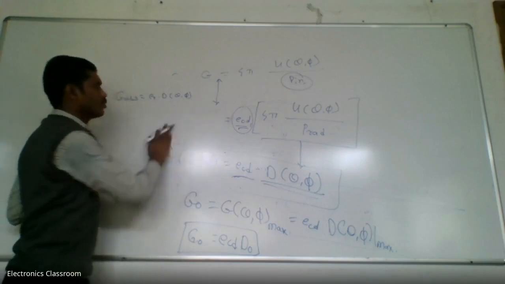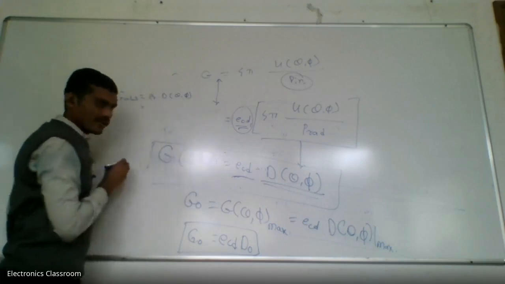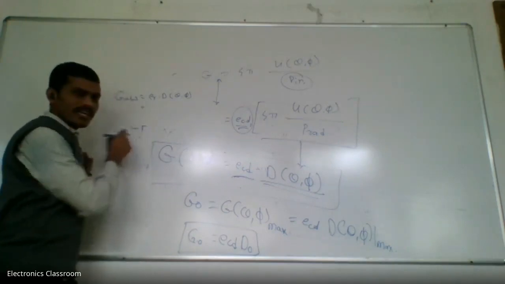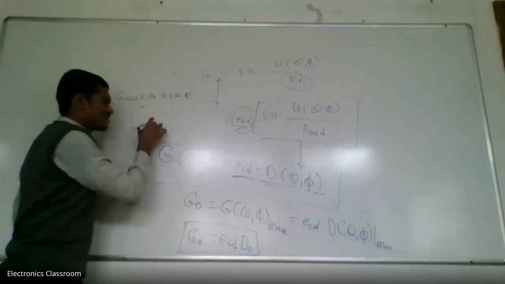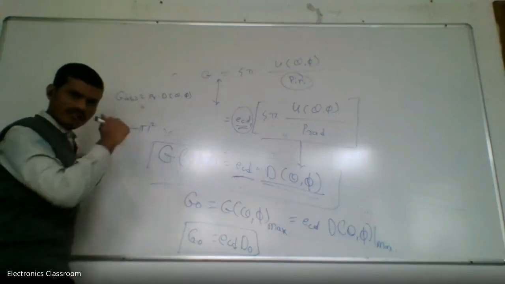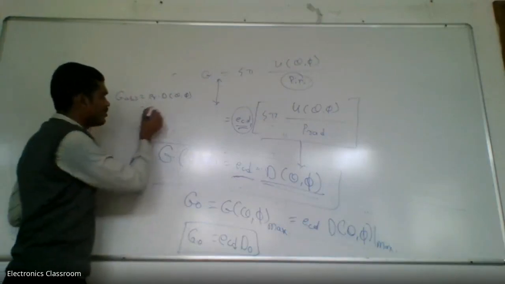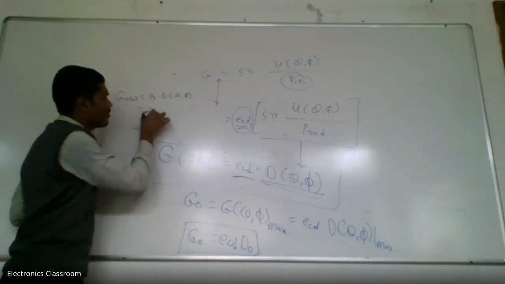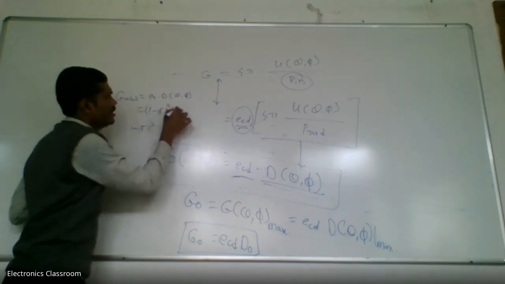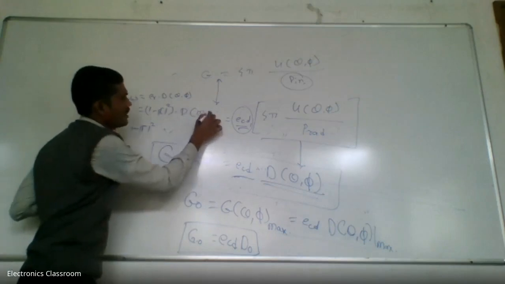Now you know that the reflection equation for ER is 1 minus the power of tau. Tau, yes, it is tau, but what is exactly tau? It is the voltage reflection coefficient of the antenna, and it can be written instead of ER. Now 1 minus tau square into D into theta comma phi.